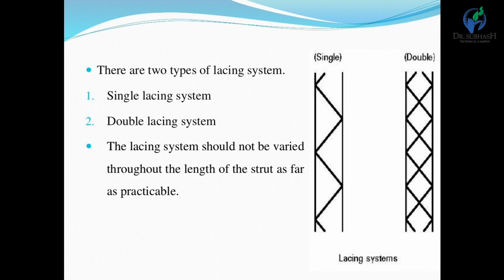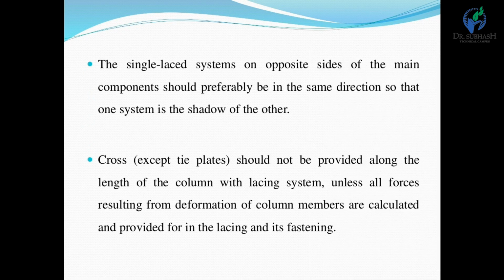The lacing system should not be varied throughout the length of the strut as far as practicable. Now, for single lacing systems on opposite sides of the main components, it is preferable to have them in the same direction so that one system is in the shadow of the other. Cross members should be provided along the length of the column with the lacing system unless all forces resulting from deformation of the column and members are calculated and provided for in the lacing and fastening.